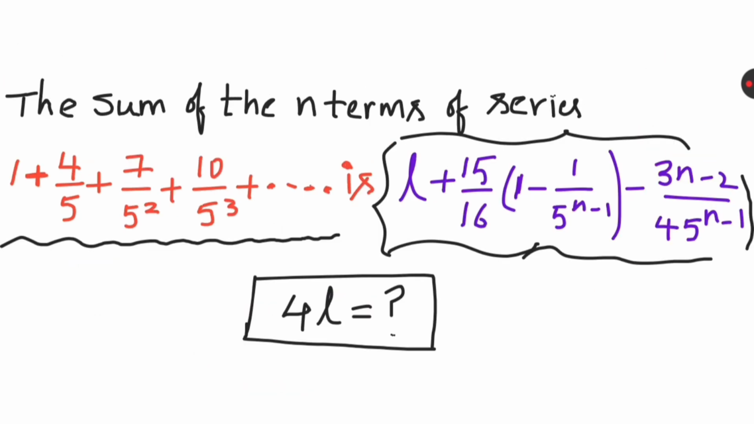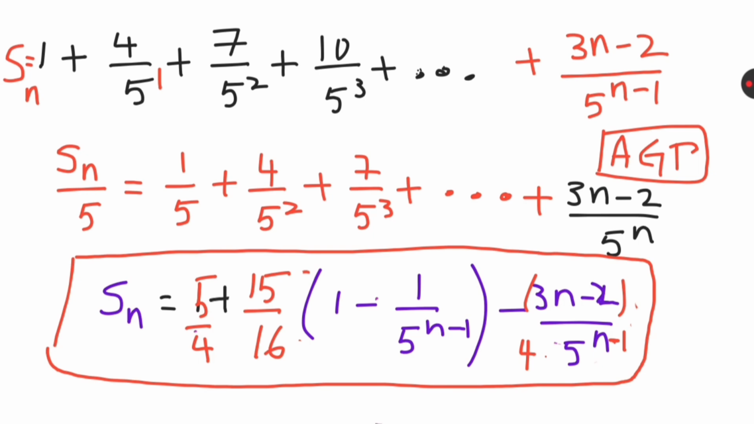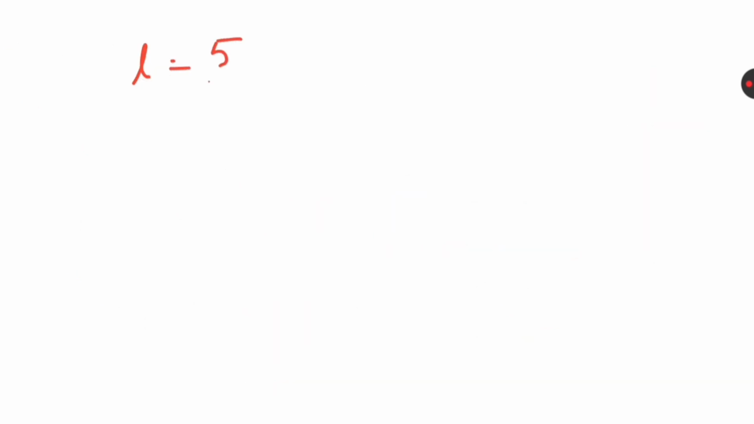Now observe the given expression. What we have is L plus 15 over 16 times 1 minus 1 over 5 raised to the power of n minus 1, minus... It looks like everything is the same. So when you compare this long expression with this Sn, we can simply say that L is going to be 5 over 4. So what's the given question? We need to find 4L. So 4L is equal to only 5.